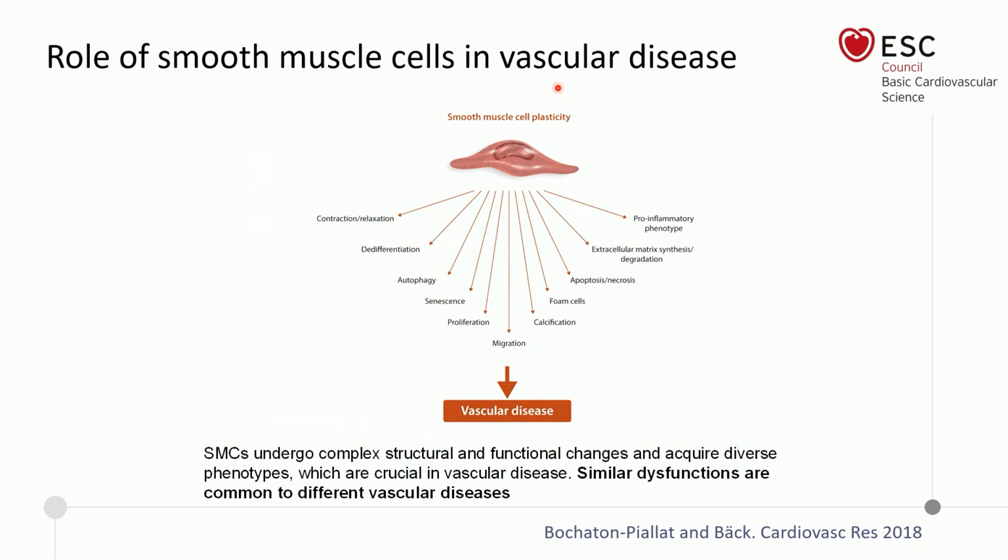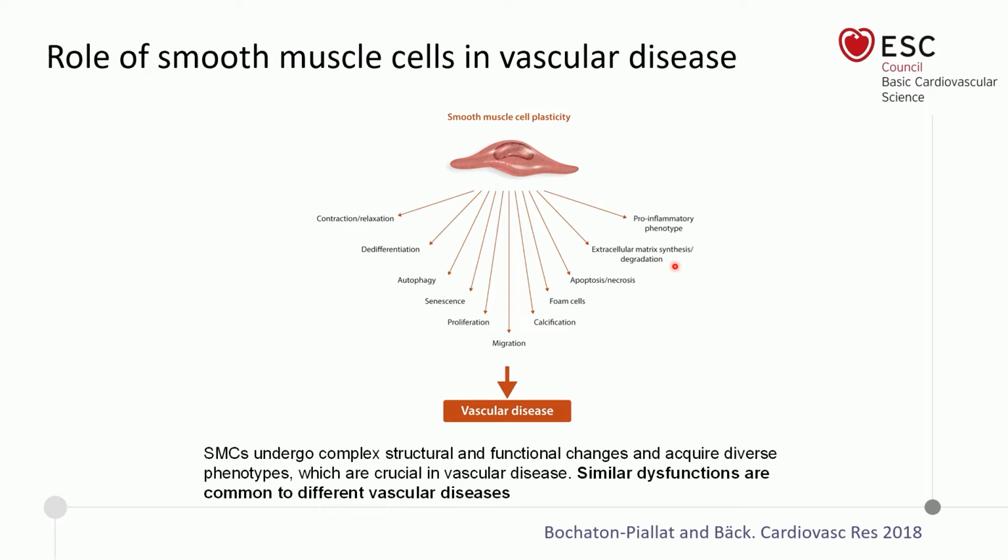So now we know that the most important cell population for arterial stiffness is represented by vascular smooth muscle cells. And smooth muscle cell plasticity is explained by different functions. They are represented here. And it is important to note, for example, that common characteristics are very similar in different vascular diseases. For example, pro-inflammatory phenotype and extracellular matrix synthesis and degradation are common to different vascular diseases, for example aging or atherosclerosis associated with fibroblast-like cells.